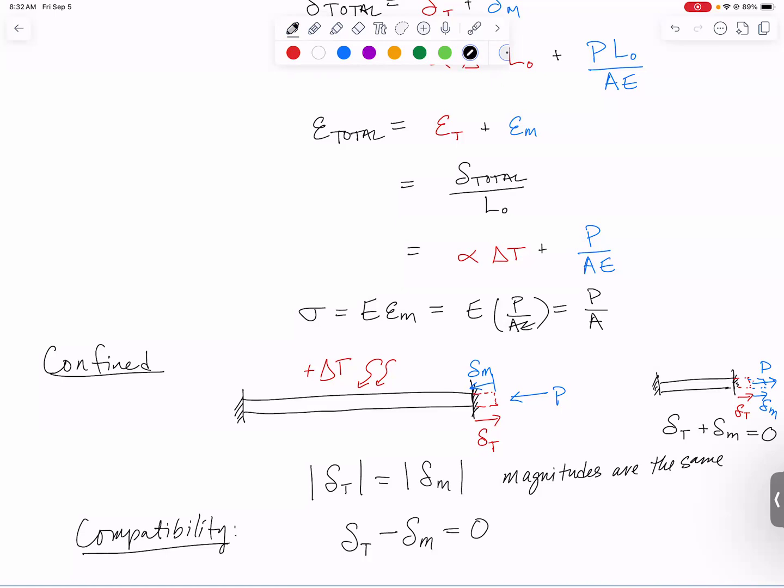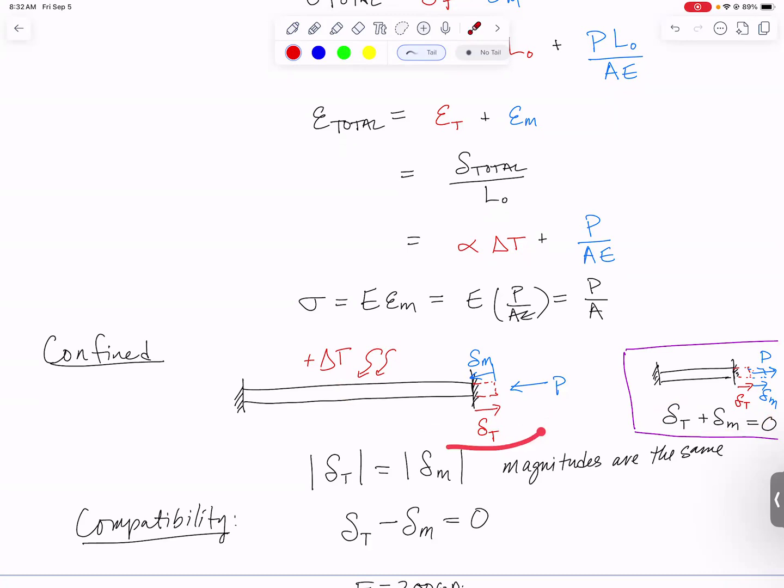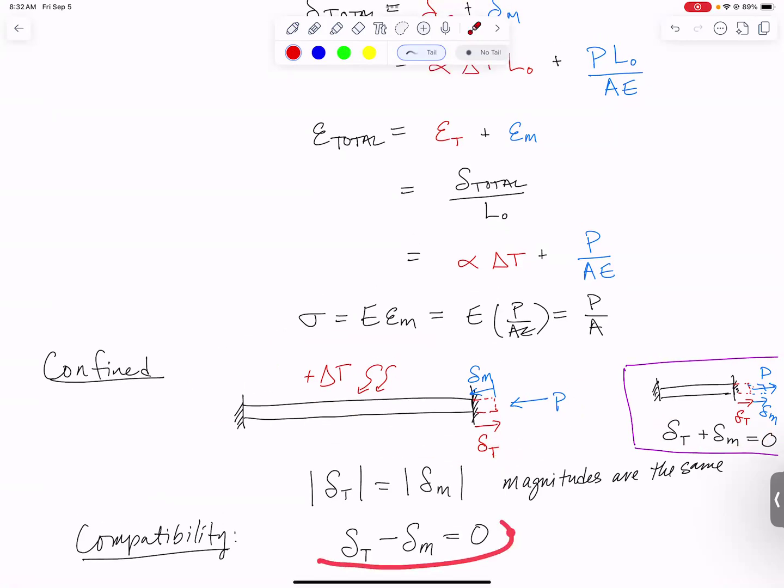And you'll end up getting that delta M needs to be negative, meaning you drew P in the wrong direction and delta M is drawn on the picture in the wrong direction. I tend to prefer to draw them in the direction they're actually going to act, which means I need to say that the thermal, however big that is to the right, minus the mechanical, however big that is to the left, they've got to end up being 0 when you subtract them.